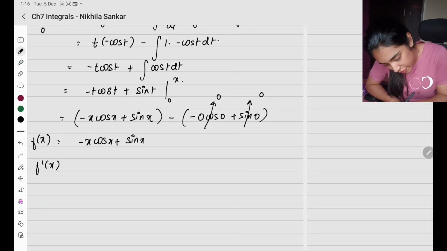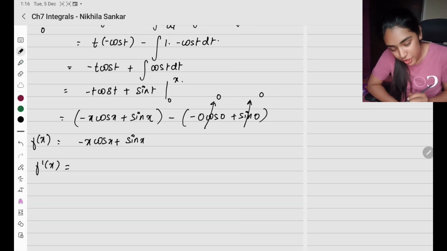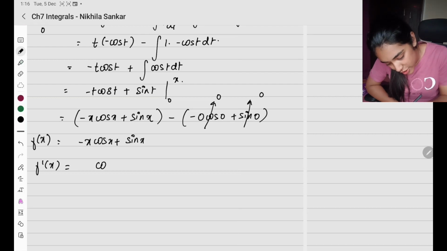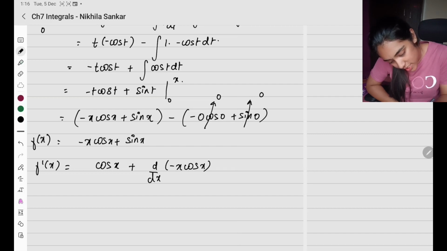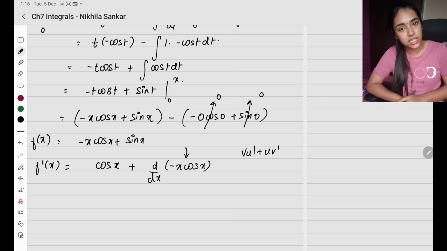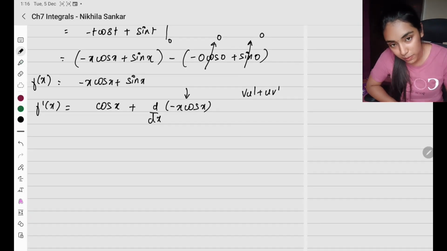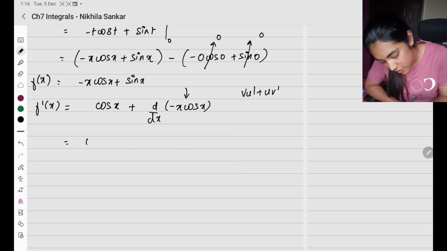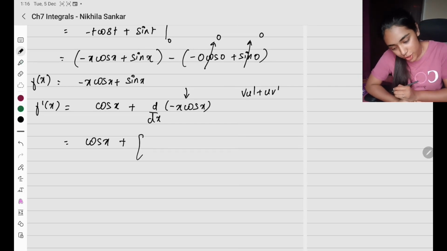So f dash of x is going to be, I need to differentiate this. The differentiation of sin x is going to be cos x. Plus I'm going to differentiate d by dx of minus x cos x. This is going to be v u dash plus u v dash. Isn't it? When there is a multiplication in differentiation, you do it this way. So this is going to be cos x plus the differentiation of this, which is v u dash.